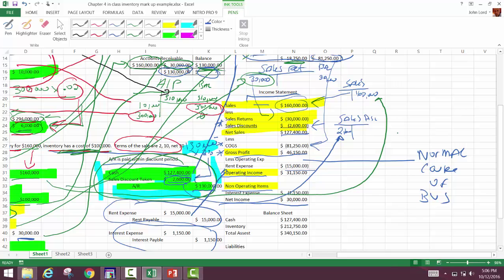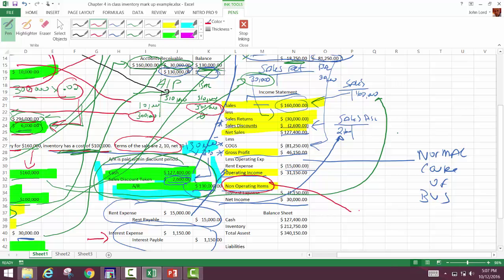Now notice down here that I also accrue some interest expense, don't I? Remember, I have to accrue interest expense at the end of the year. We took the amount that we borrowed times the interest rate times however many months it was outstanding. Remember that whole thing? So we accrue interest expense. Interest expense is a classic example of a non-operating item.